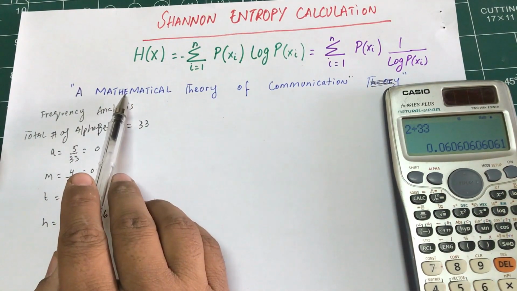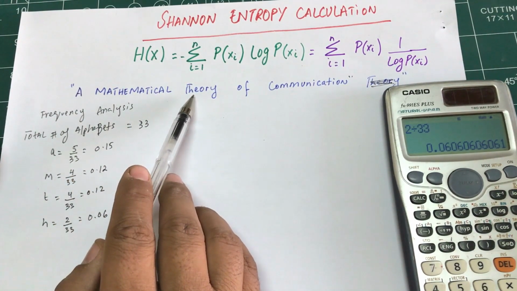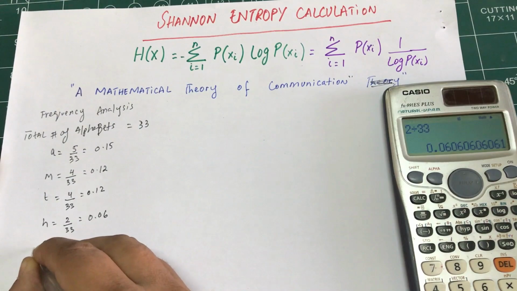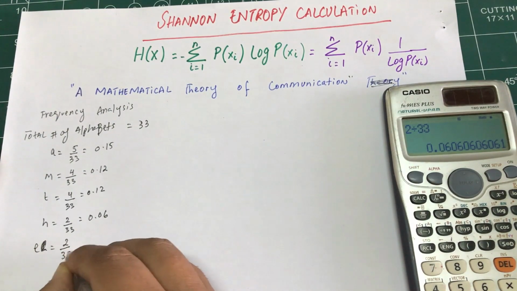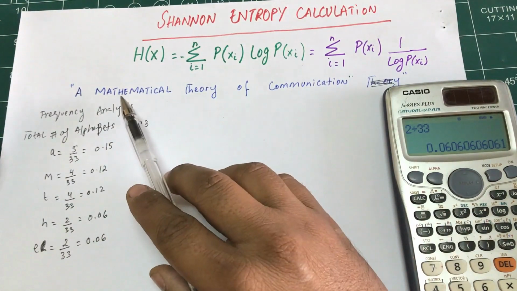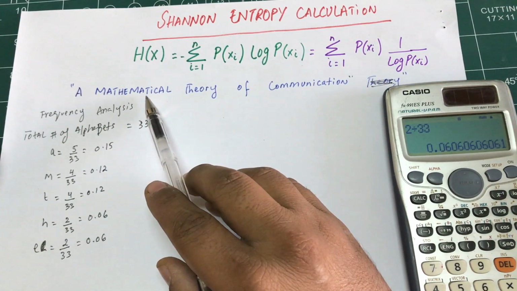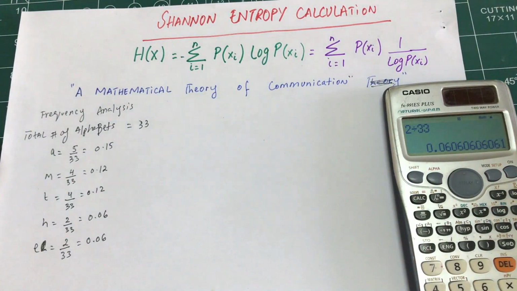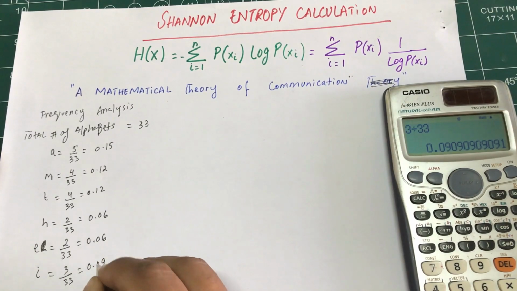Now let's look at E. E has occurred how many times? 1, 2, only 2 times. Sorry, E has occurred 2 times. So 2 over 33, that would be the same as 0.06. E is done, M is done, A is done, T is done. Let's pick up I. I has occurred 1, 2, 3 times. So I is 3 over 33. So 3 divided by 33, that is 0.09.